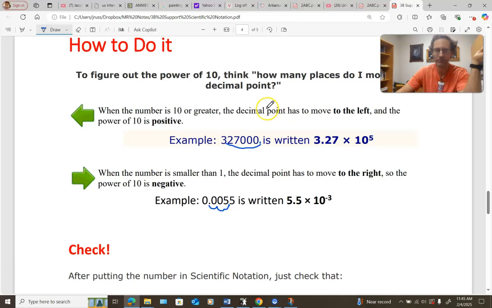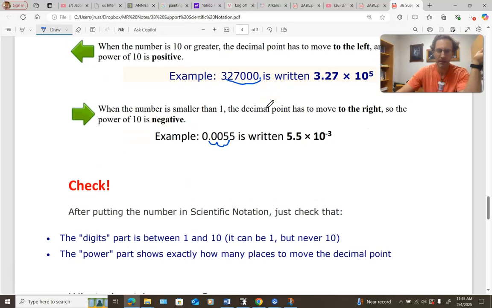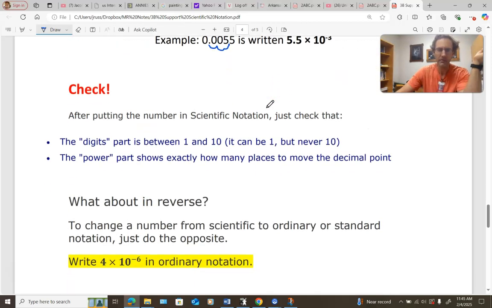Okay? All right. So this says, after putting the number in scientific notation, check that the digits part is between 1 and 10. Okay? So it can be 1, but it can never be 10. The reason it can't be 10 is because if it's 10, that means you would have another power that you could add to that power of 10. And then the power part shows exactly how many places to move that decimal point.